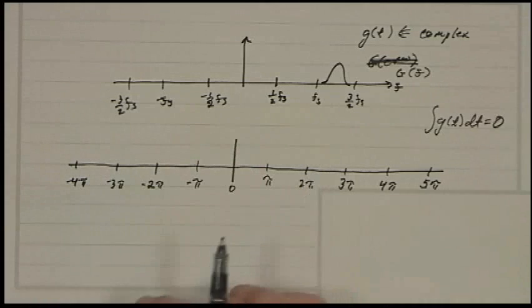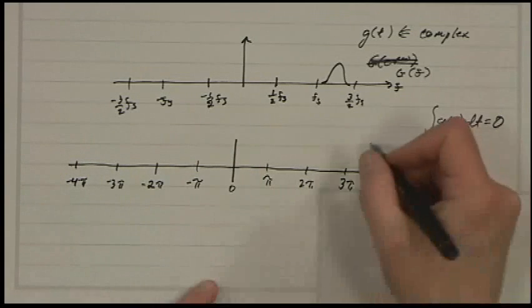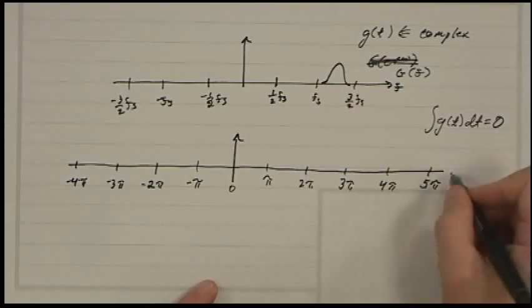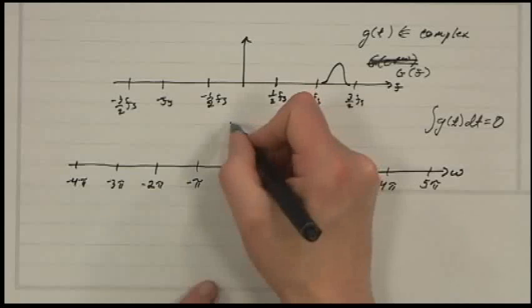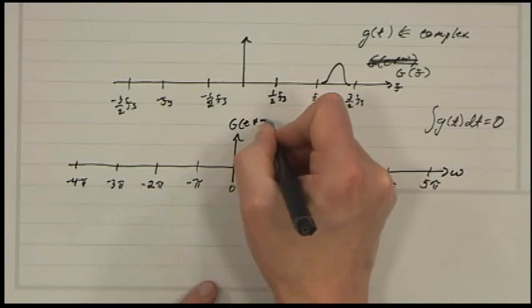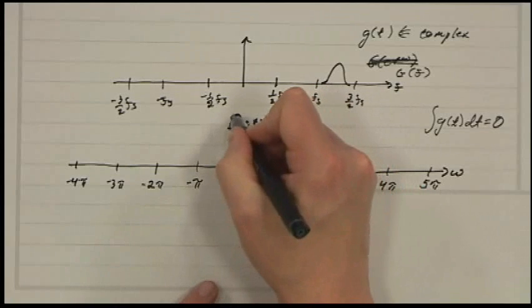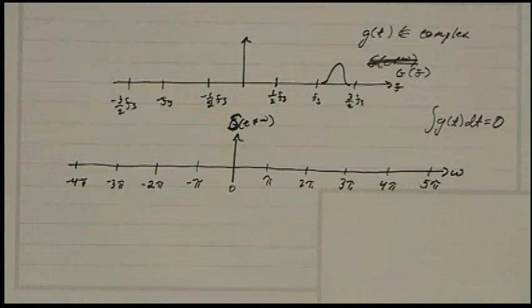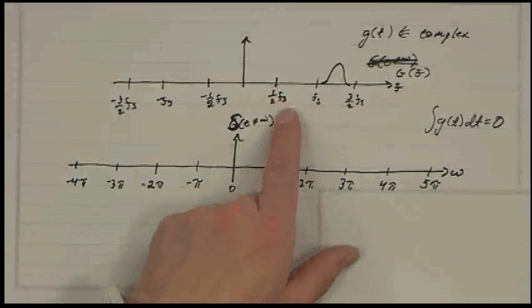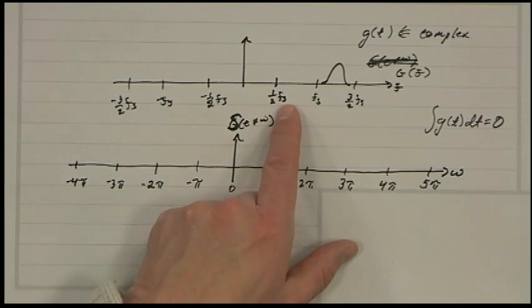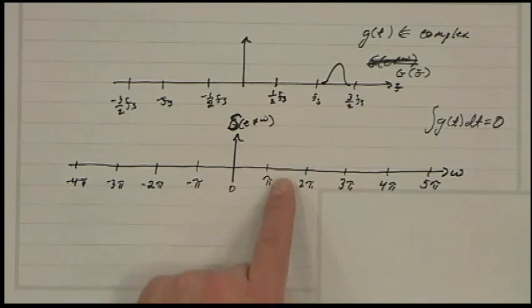So what's the signal going to look like after it's sampled? So this will be omega, right? And this will be G of e to the j omega. Oh, no, S. I'm sorry, S of e to the j omega. So that's the sampled signal, right? Well, you know that 1/2 Fs has to go to pi.